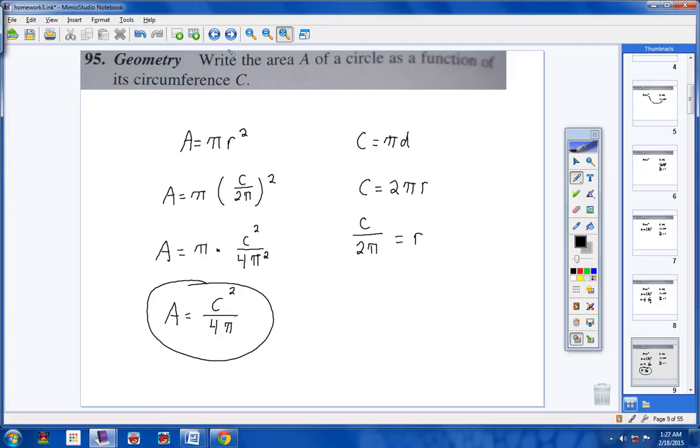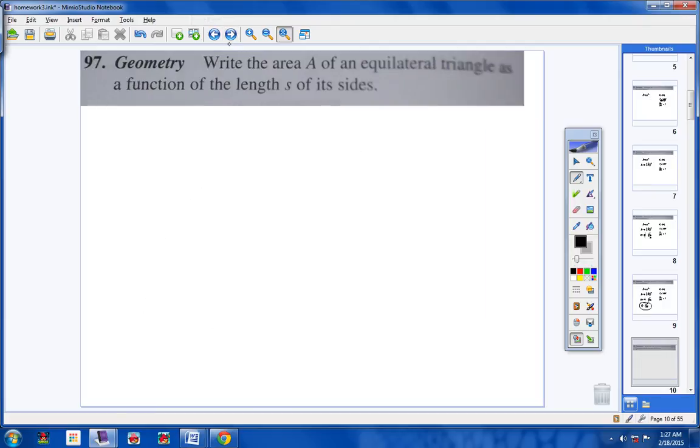Not too bad. Now this next problem is pretty difficult. So I hope you're ready to take some really good notes and pay attention, okay? Write the area of an equilateral triangle as a function of s. S is referring to one of its sides, okay? Write the area of an equilateral triangle as a function of the length of its sides, okay? So here we go.